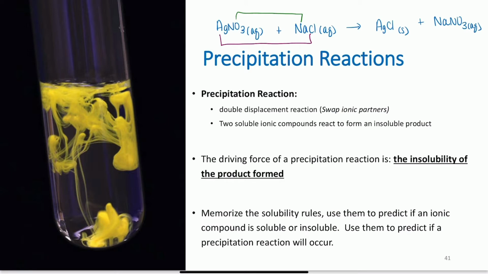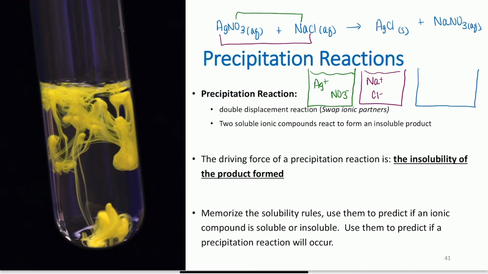The way this looks in solution, I've got a beaker with silver ions and nitrate ions. I've got a second beaker with sodium ions and chloride ions. I combine those two solutions into one big beaker.